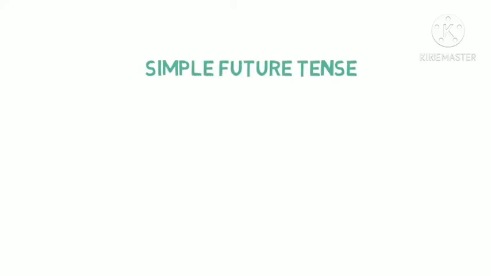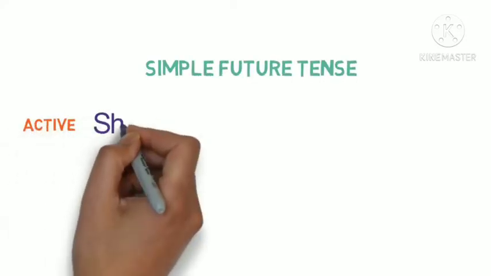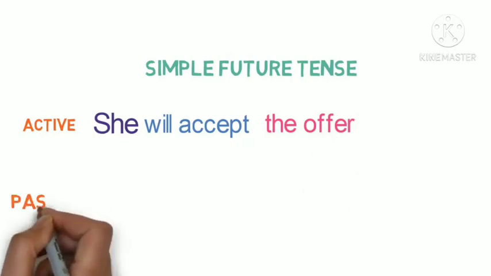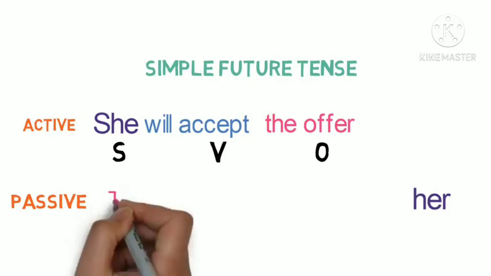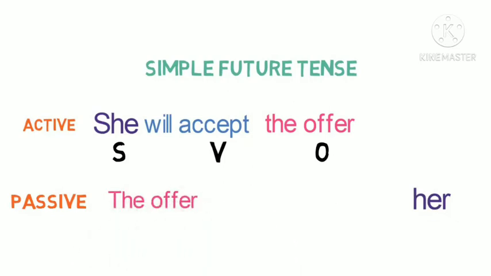So next, let's look at simple future tense. In active voice, she will accept the offer. So from the given sentence, she is the subject, accept is the verb, the offer will become object. So next step, swap the subject and object. So she, the pronoun her, the offer will be written first. So the offer, accept will change into accepted.